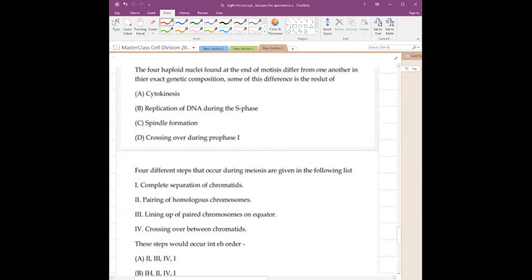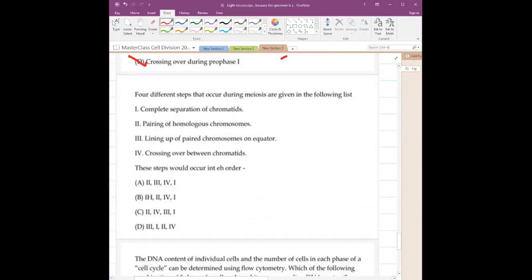Why is this happening? Can anybody tell me quickly? The difference is going to be because of crossing over during prophase 1. Very nice.